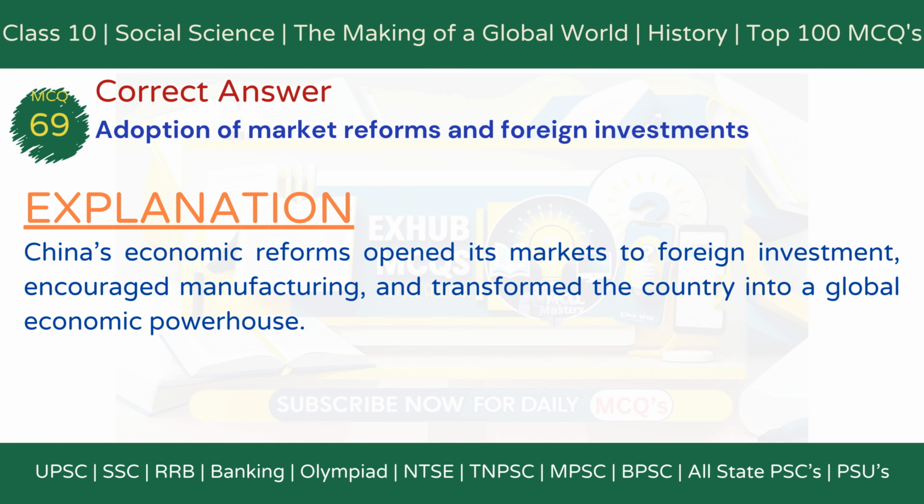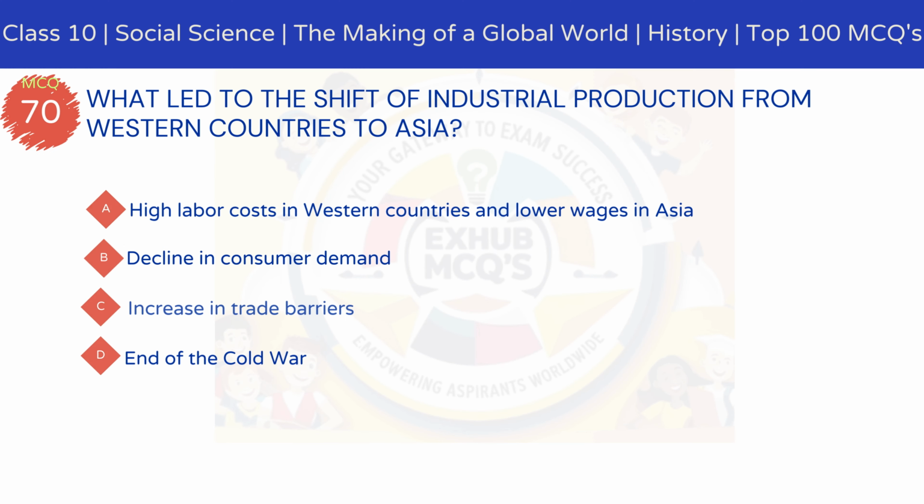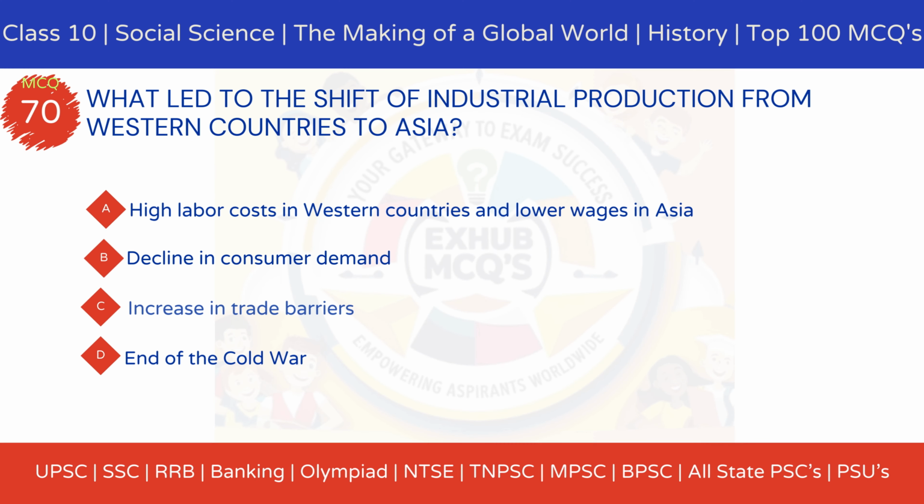The correct answer is Option A. Adoption of market reforms and foreign investments. Explanation. China's economic reforms opened its markets to foreign investment, encouraged manufacturing, and transformed the country into a global economic powerhouse. MCQ 70. What led to the shift of industrial production from Western countries to Asia?